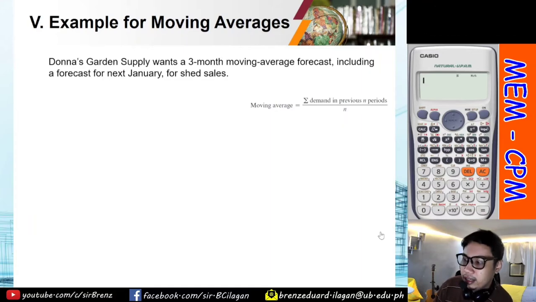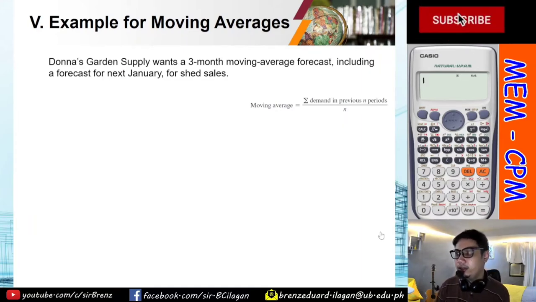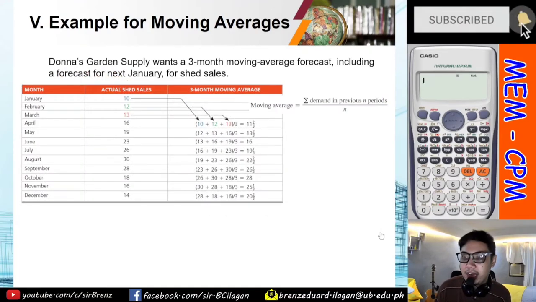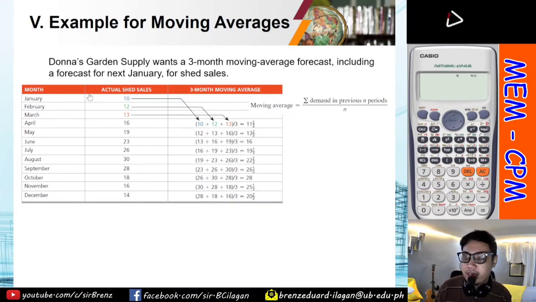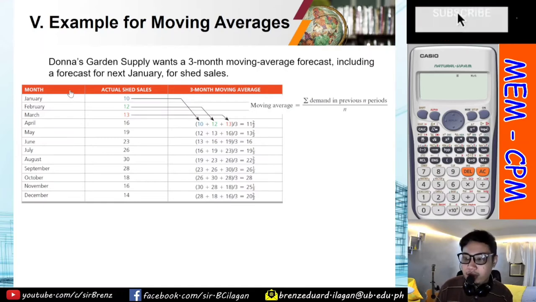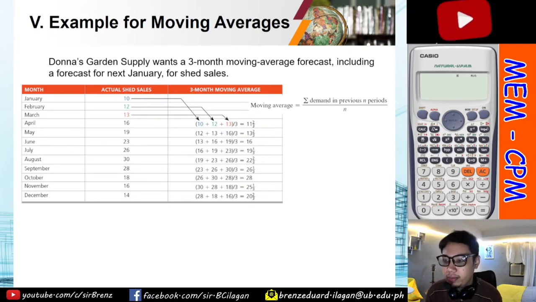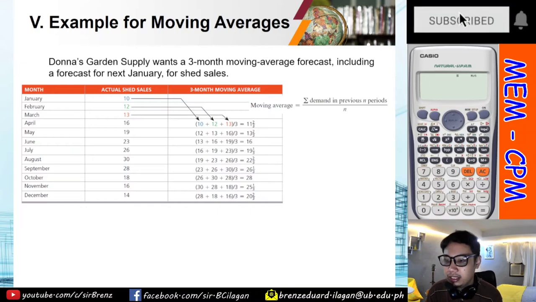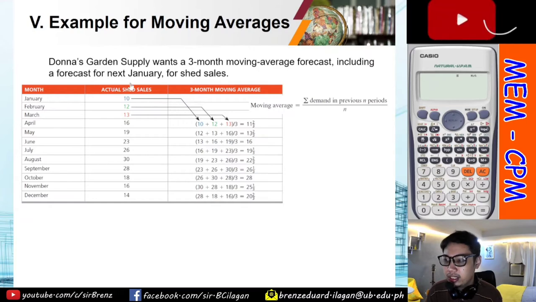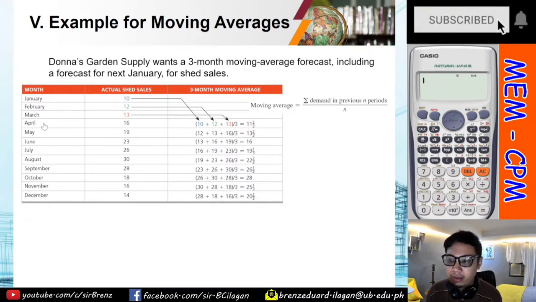So, knowing that the formula again is the summation of demand in period and period, over n, so that is the moving average. So we have here the table. So for the months, ang hinahanap dito is yung forecast for next January. Okay, so ito yung actual shed sales natin. So ang sabi nga, a 3-month moving average forecast. So for this, since yung April yung magkakaroon ng tatlong months na succeeding o yung sinundan. So ang formula lang niyan, guys, para makuha mo yung 3-month moving average, that is just the summation of the previous month. Since 3 months yung kino-consider, kaya ang kino-consider natin is starting from April. Okay? So ayan, may color-coded naman siya para mas madaling maunawaan.